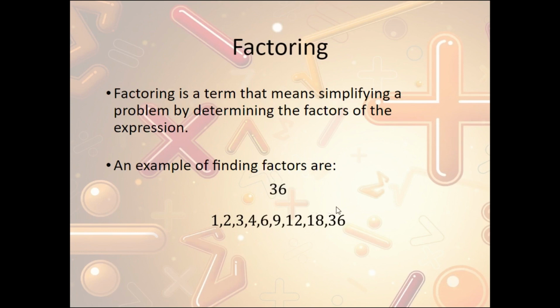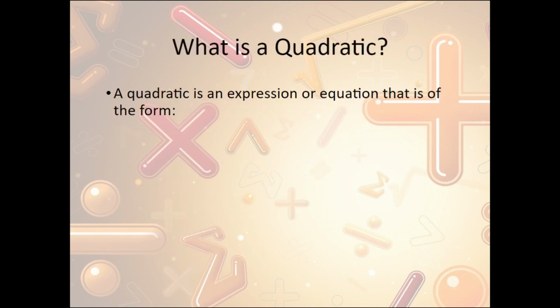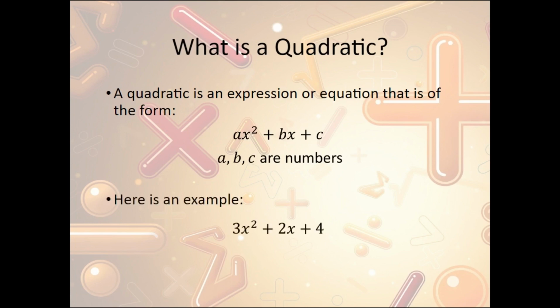So these are factors. Now, what is a quadratic? A quadratic is an expression or equation that is of this form: ax squared plus bx plus c. Notice the squared term is here, that we have an x squared, and we have some other x and then some constant. a, b, and c are all numbers, so those are not actually variables. An example would be 3x squared plus 2x plus 4. That would be an example of a quadratic.